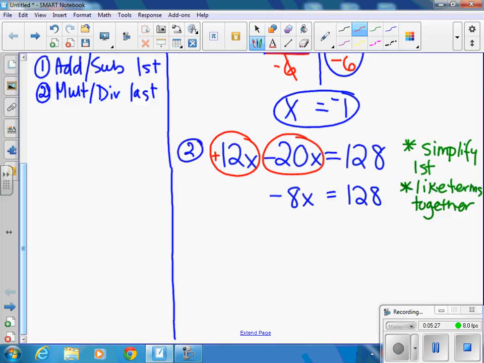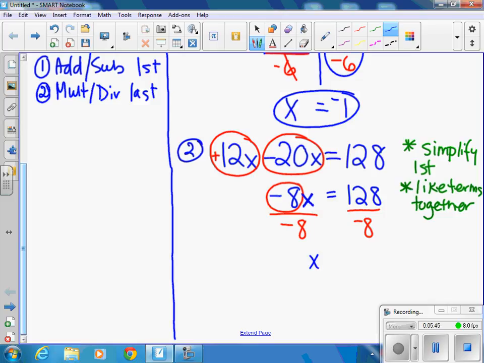If you said divide by negative 8, you are correct. Remember to always use the number that we're given. We have a negative 8 here, so we're going to divide by that negative 8, because again, a negative divided by a negative gives me a positive, and I want my x to be a positive x all by itself.